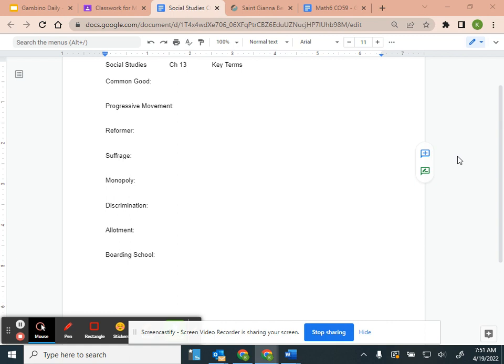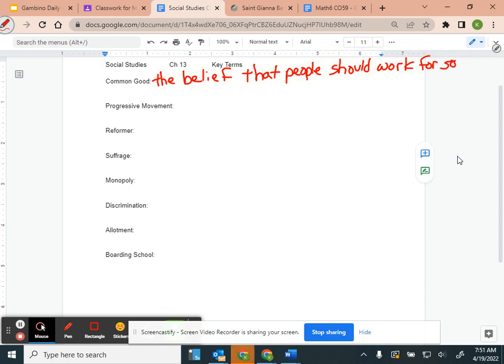We're going to start with our first key term, the common good. That is the belief that people should work for social and political changes that benefit everyone.